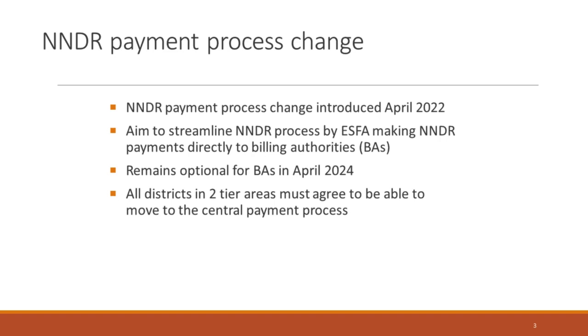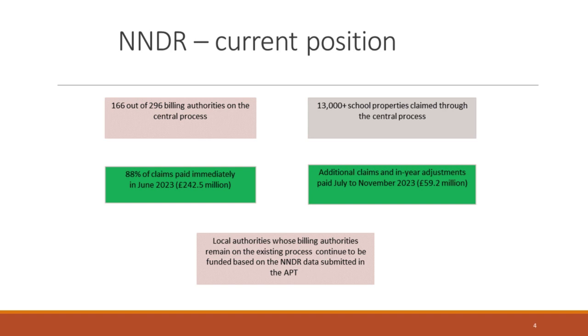Whilst it remains optional, what we do need to point out is that in district areas, all of the billing authorities in that area must agree for them to be able to move across. So, you know, if only 3 out of the 5 agree, for example, we won't be able to allow you to move over to the new process. So we rolled out the central payment process in April last year.